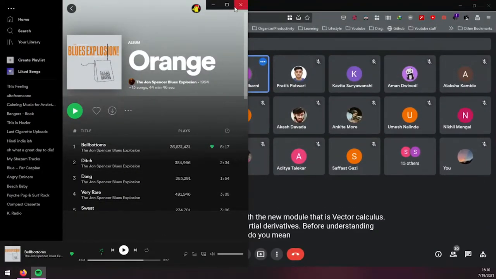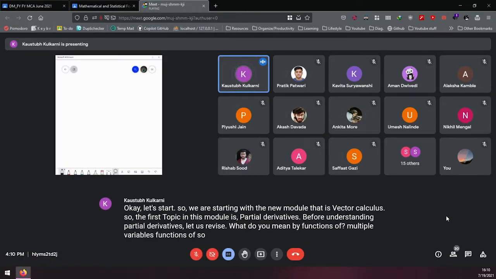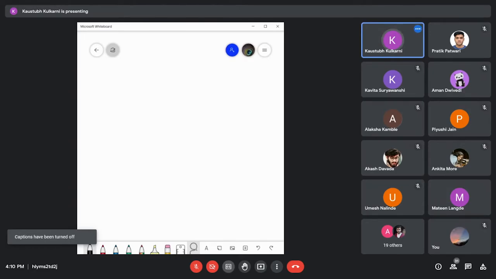What do we mean by functions of multiple variables? A function of more than one variable means... so let's start with functions of two variables.